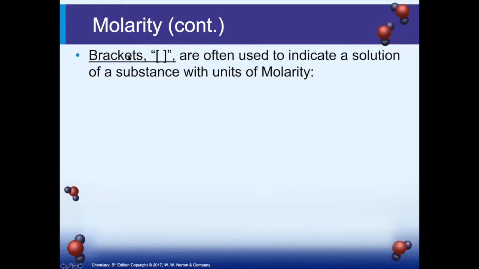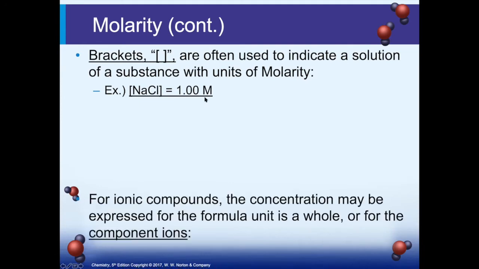A notation thing. When it comes to molarities, a lot of times the symbolism uses brackets, okay? Brackets are often used to indicate the concentration of a substance in units of molarity. An example would be something like this. If they put a formula in brackets and then give you a number, that typically means this is a solute in aqueous solution with a concentration of some number with units of molarity. Okay.